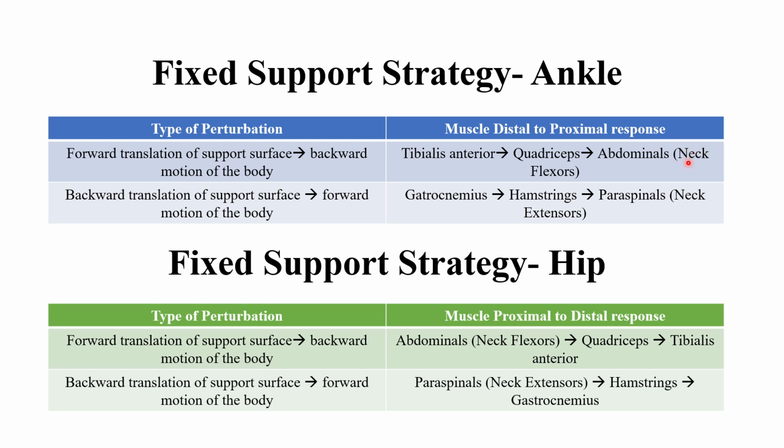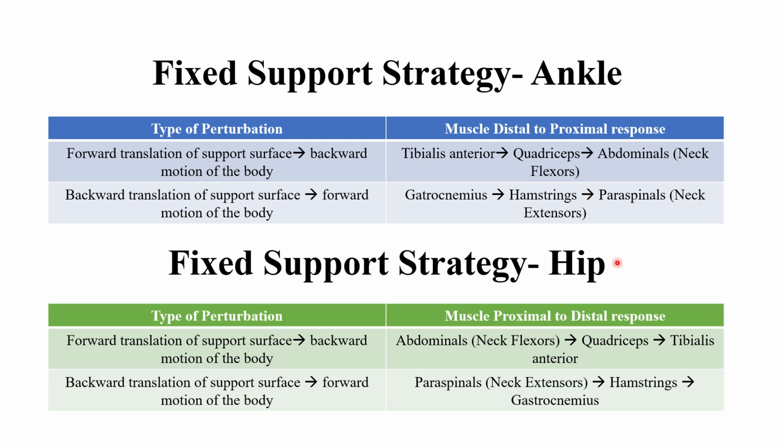Quadriceps will cause knee extension, again towards the forward direction. And abdominals will act in the lumbar spine to cause the forward lumbar flexion, followed by cervical flexion with the neck flexors. Likewise, if you're standing on the carpet and someone pulls the carpet from behind, the natural tendency of the body is to move forward because the person can fall forward because of inertia. So which muscles act now? It will be the backward muscles, pulling the body in a backward direction. So now the plantar flexors, which is the gastrocnemius, will act, followed by knee flexors, which is the hamstrings, and the paraspinal muscles of the lumbar spine and the neck extensors will act to extend the spine.